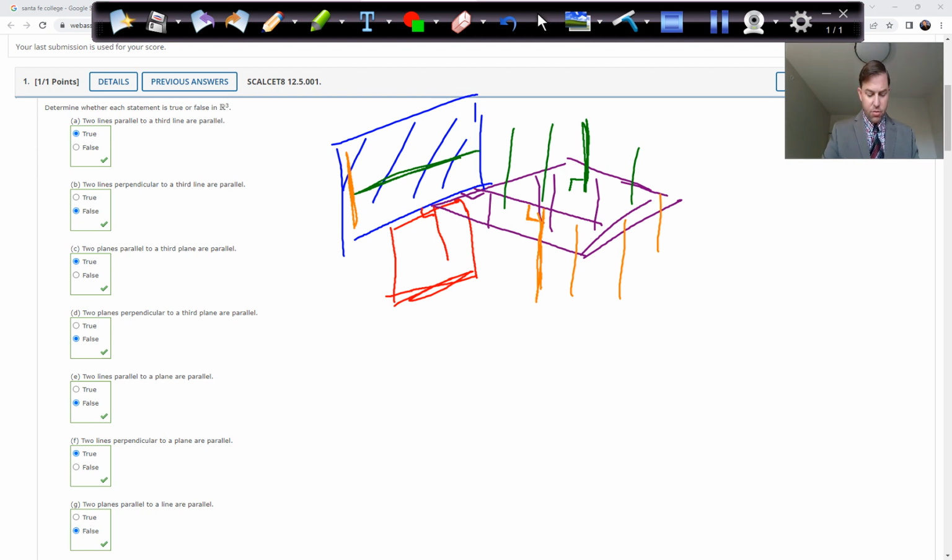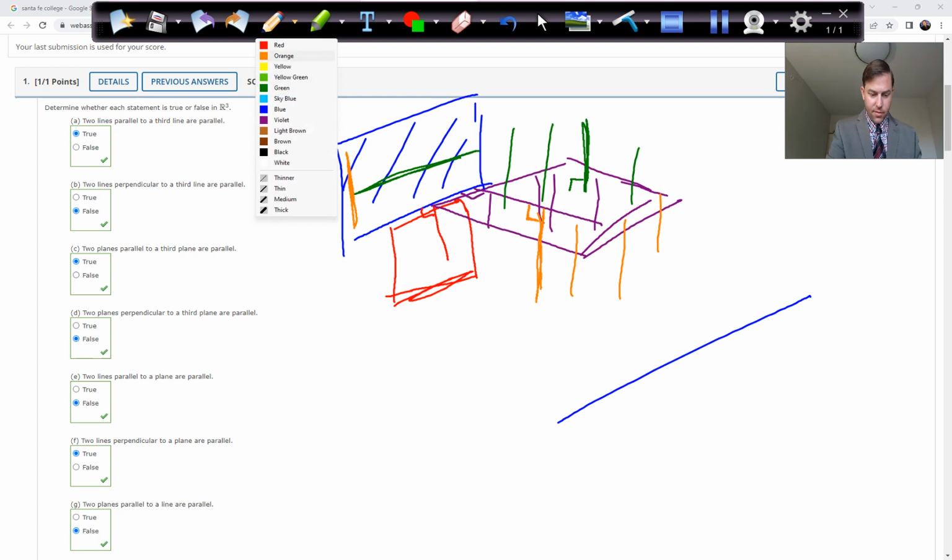Last one, G, two planes parallel to a line are parallel. I mean, the idea that lines and planes are parallel is a bit silly because, again, let's just draw a line. There's my blue line. I mean, technically, any plane I draw can be parallel to this thing.